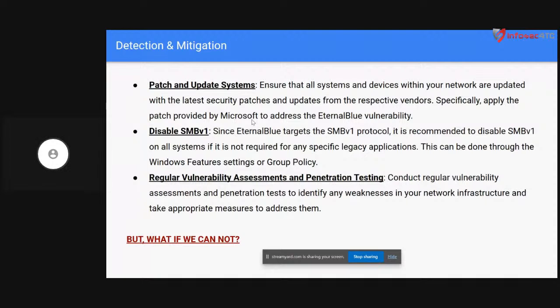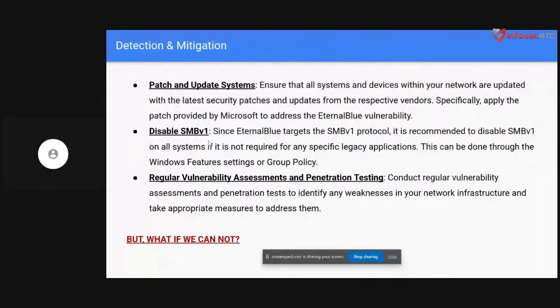Of course, the most convenient way is to patch and update our systems. If we update our systems, if we stop using older systems that are out of support, like Windows XP and Windows 7, we will protect ourselves from this exact attack, because in Windows 8 and higher, this attack is mitigated because SMB version 1 is closed. And this is our second point: if we can't update the system for any reason, we can just disable version 1 of SMB.